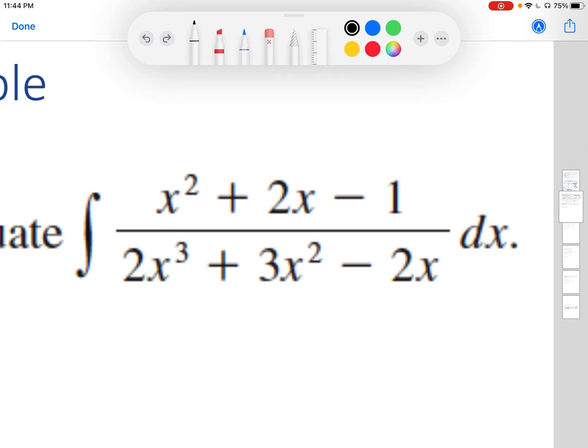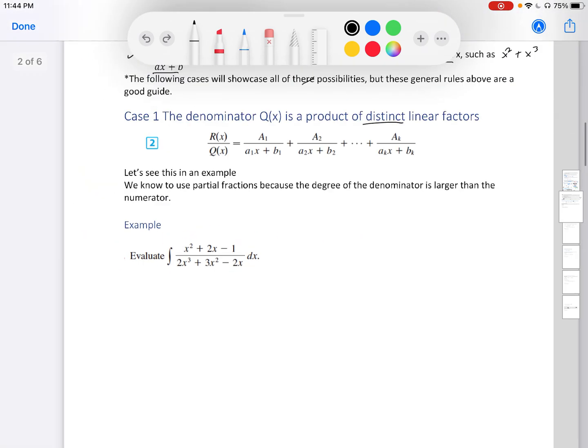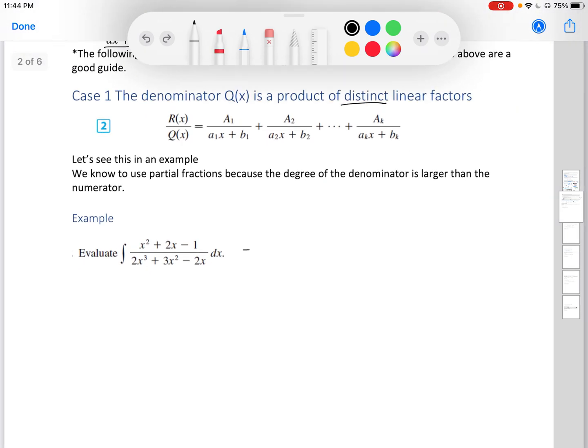Well, we first have to simplify by factoring our denominator as much as possible. So after we factor our denominator, I'm taking a look at only the denominator. This factors to be, you can factor an x, and then the quadratic factors to be 2x minus 1 and x plus 2.